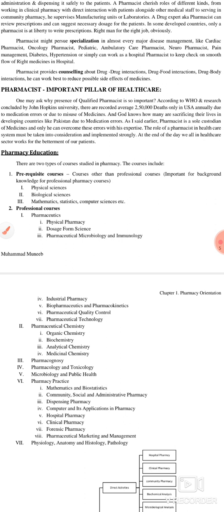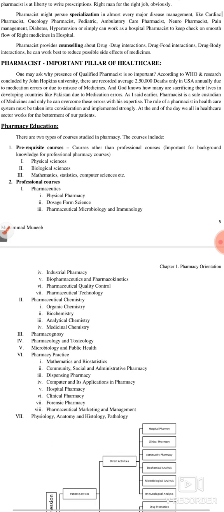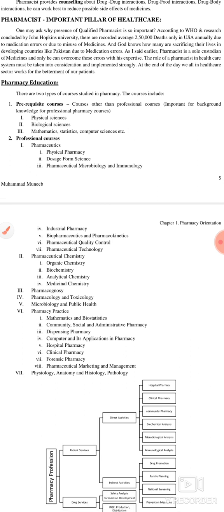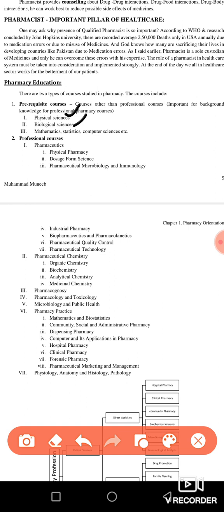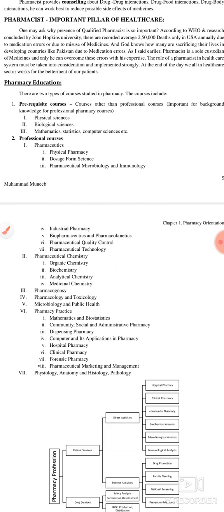Doctors can only diagnose. Okay, so if we look at pharmacy education, there are two types of courses. First are the prerequisite courses. Okay, this is just for your information, not educational material, so you don't have to write it in the paper. The prerequisite courses are important for background knowledge. These courses are physical sciences, biomedical sciences, math, stats, and computer sciences. This is the background knowledge because you need it to understand the professional courses.